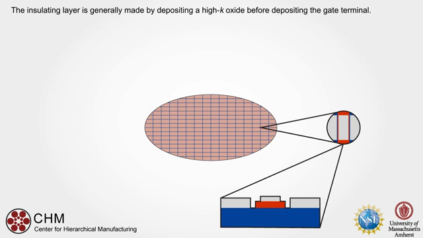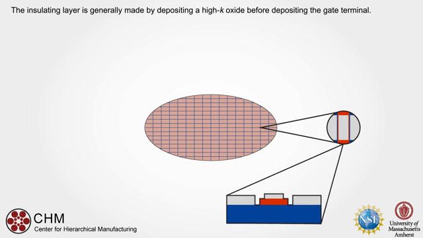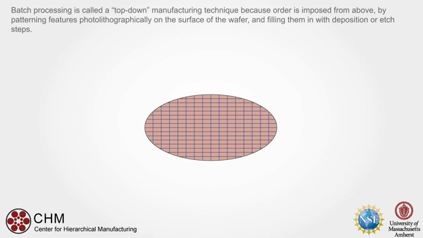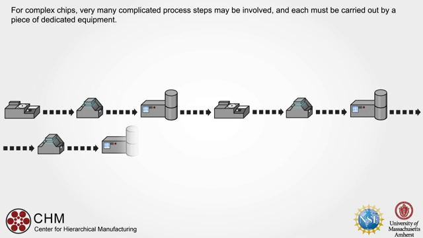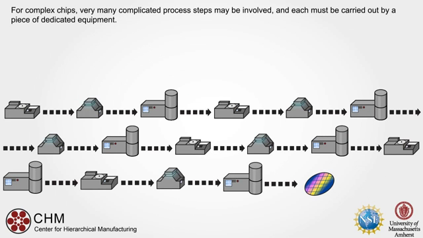Batch processing is called a top-down manufacturing technique because order is imposed from above, by patterning features photolithographically on the surface of the wafer and filling them in with deposition or etch steps. Each layer of the device requires several such steps involving spin coating, photolithography, sputtering, or any of a large number of other techniques. For complex chips, very many complicated process steps may be involved, and each must be carried out by a piece of dedicated equipment.